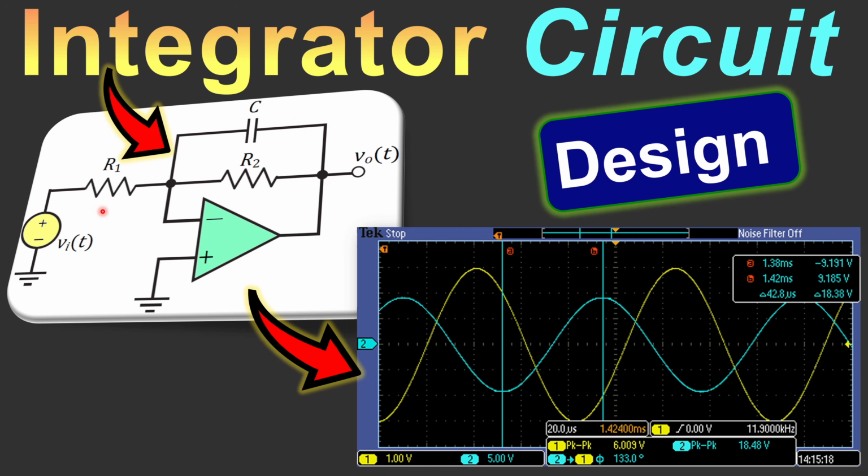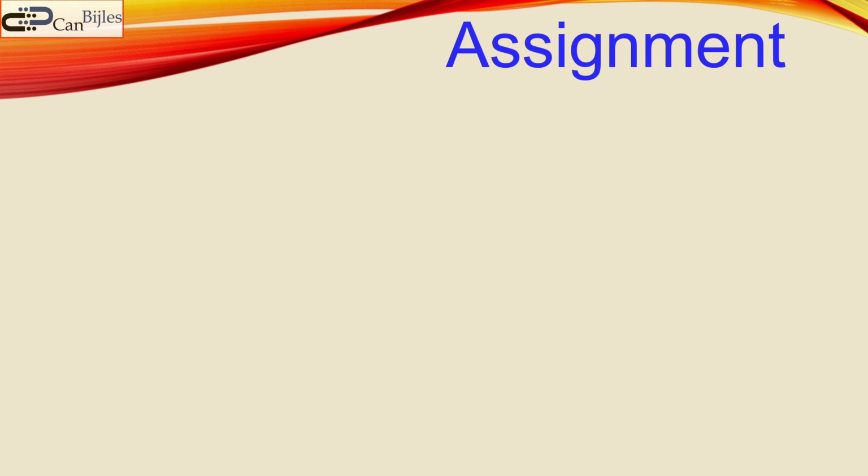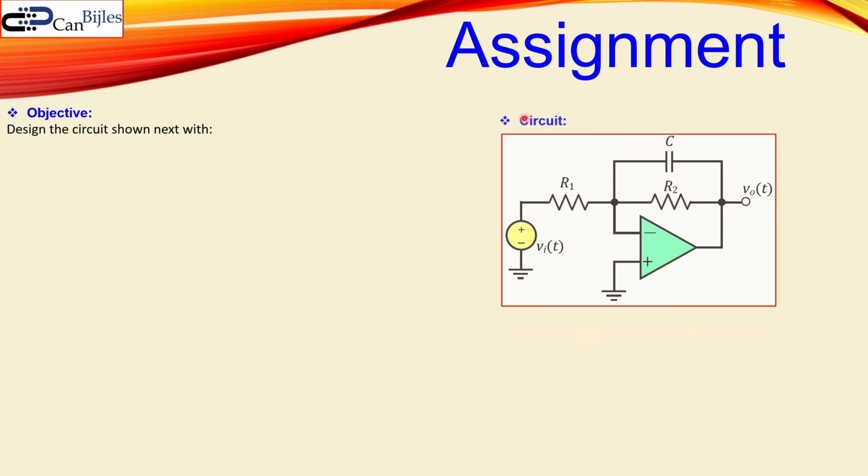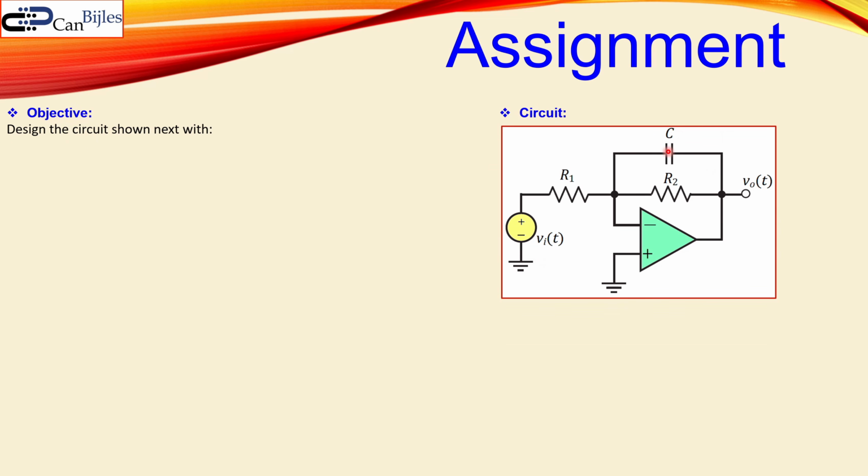Of course, we will work out the calculations step by step and also verify these in SPICE simulations and check that in the measurements and compare all of them. So let's look at our assignment. The objective for this assignment is that we need to design the circuit shown next. That's actually shown here. So we see here an integrator circuit, and we need to determine these three component values.